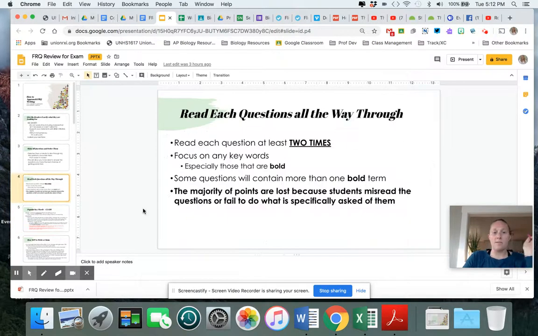And yeah, back to the bolded point here. It seems that most people lose points because you misread the question. So that's why I'm spending some time just saying that. Make sure you read it twice and make sure you answer everything that they're asking.